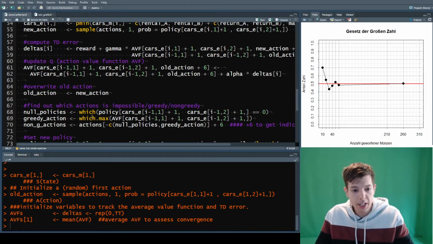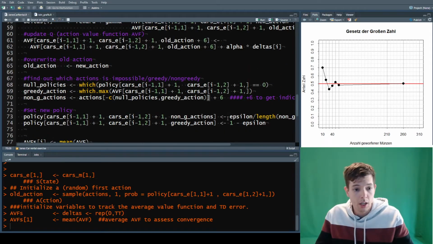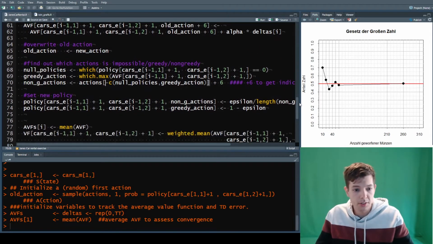Then we can select the greedy action using which_max, so giving us the maximum of the action value function of the number of cars we currently have, we had yesterday in both locations. And we get the non-greedy actions, which is just the remaining actions. So all the actions, we exclude the null actions and the greedy action, and we add +6 because we are interested in the indices, not in the actions themselves. So this gives us the new indices. And then we only need to set new policies.